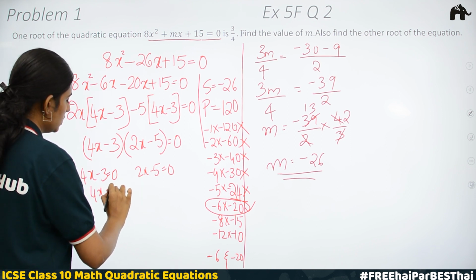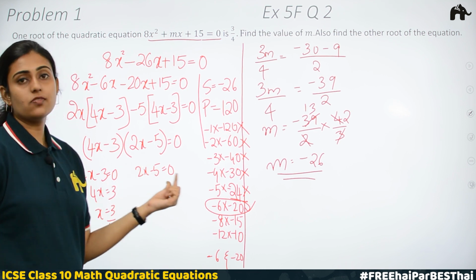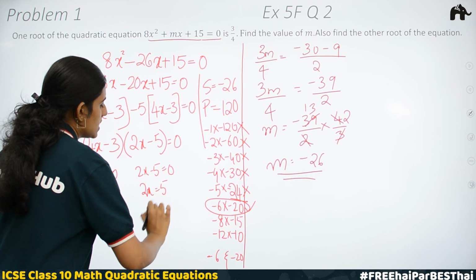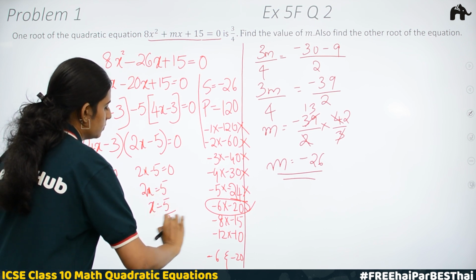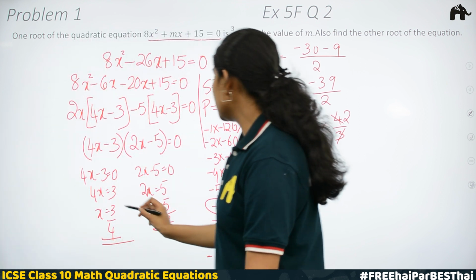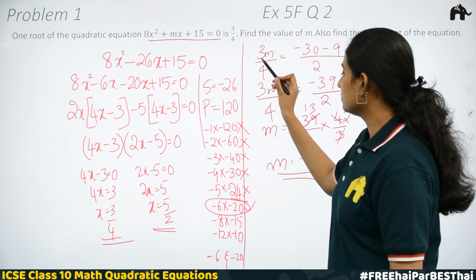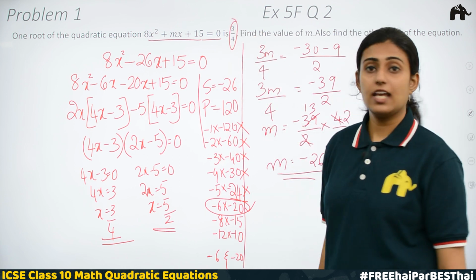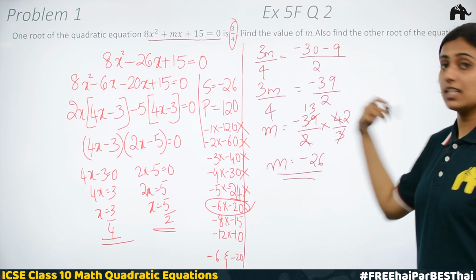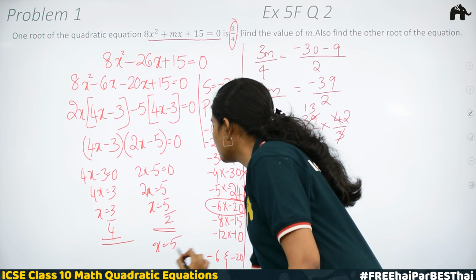4x is equal to 3 and x is equal to 3 by 4. When 2x minus 5 is equal to 0, 2x is equal to 5, x is equal to 5 by 2. So the possible values of x are x is equal to 3 by 4 and x is equal to 5 by 2. Here it is given that x is equal to 3 by 4 and we need to find the other root. The other root is x is equal to 5 by 2.